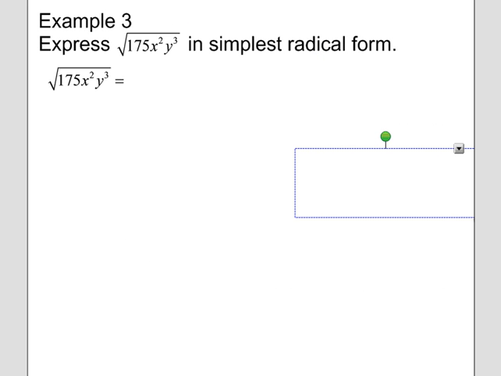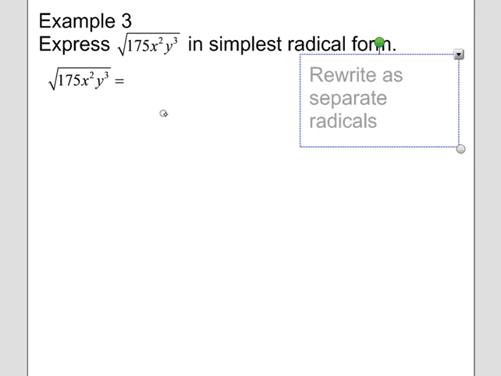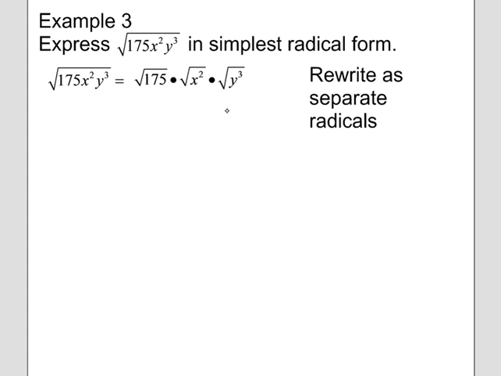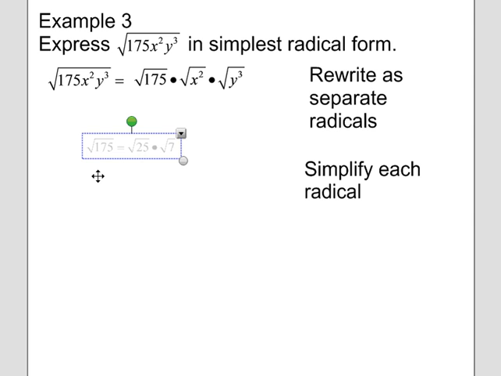Example 3. Express radical 175 x squared y to the 3rd in simplest radical form. All right, so first, rewrite as separate radicals. And now we're going to simplify each radical. So we're going to simplify radical 175, we're going to simplify radical x squared, and we're going to simplify radical y to the 3rd. Radical 175 simplifies to 5 radical 7.